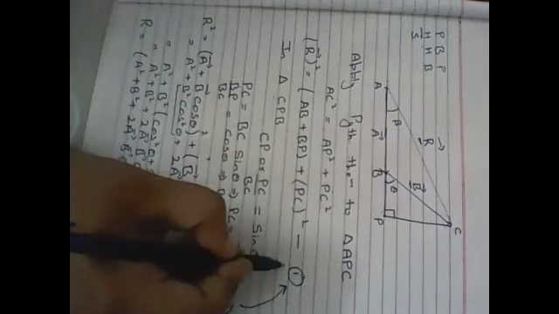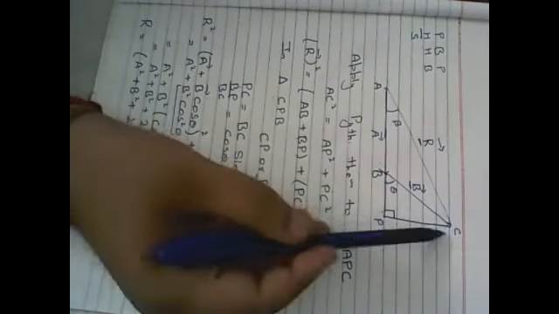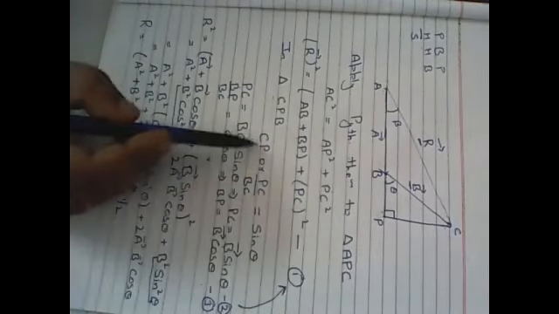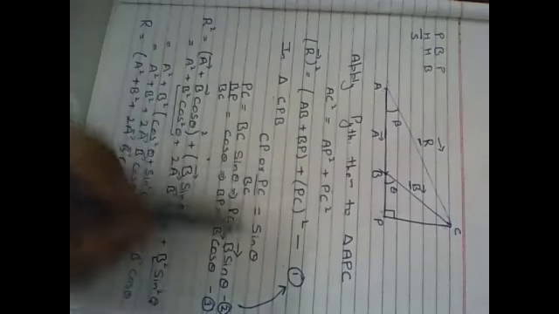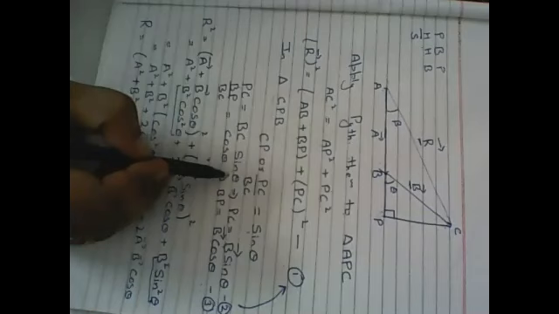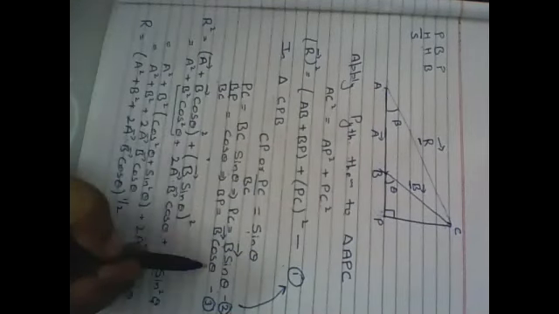Give it equation 1. In triangle CBP, we have to calculate CP and BP. First of all, CP or PC by BC is equal to sine theta. PC is BC sine theta by cross multiply. PC is B sine theta. BP upon BC is cos theta and BP is B cos theta.